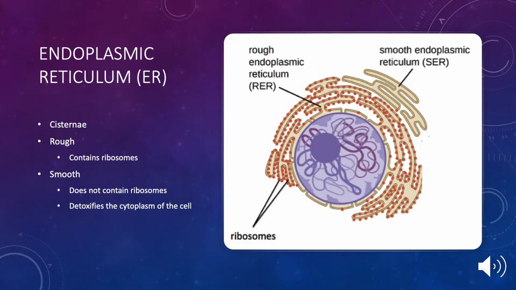Next is the endoplasmic reticulum, or the ER. The ER has extensive channels called cisternae that are all interconnected. The ER has both rough and smooth sections. The rough ER contains the ribosomes, while the smooth ER is more tubular and does not contain any ribosomes. The smooth ER is responsible for detoxifying the cytoplasm of the cell.